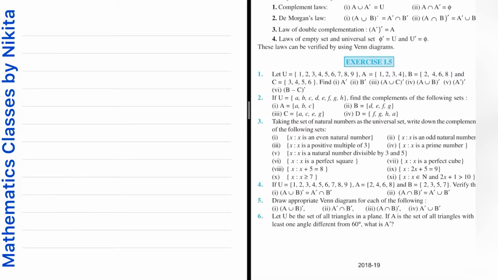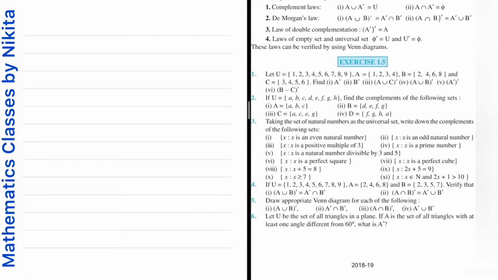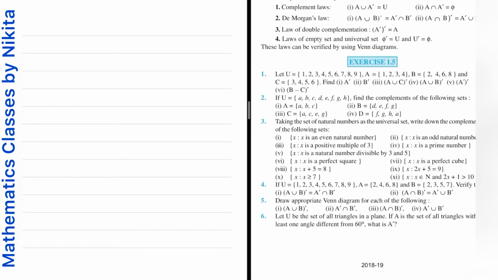If u is equal to this, a is equal to this, b is equal to this, verify that a union b whole complement is equal to a complement intersection b complement, and the second part a intersection b complement is equal to a complement union b complement. So basically you have to verify De Morgan's law. So let's start the first part. Question number 4, first part.